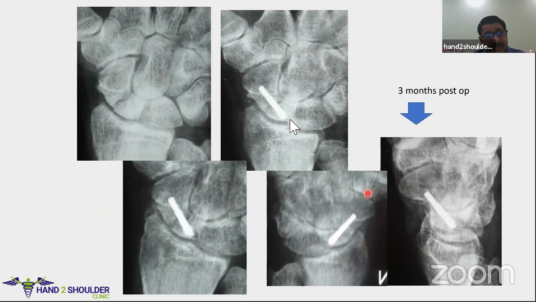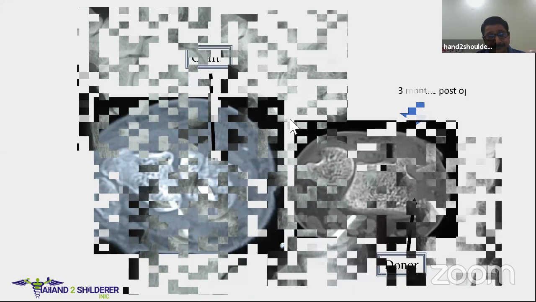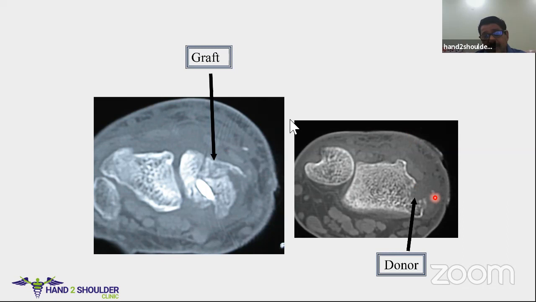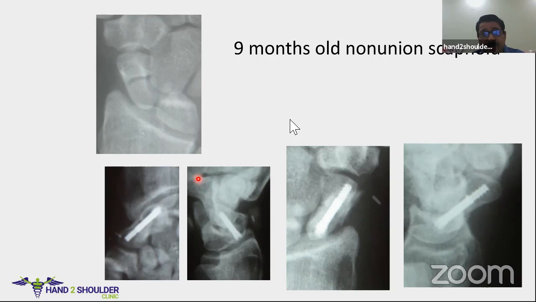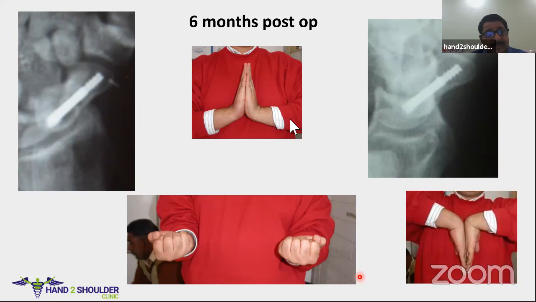And this is a case of proximal pole fracture, in which a vascularized graft was used and fixed with a screw, and at 3 months follow-up you can see good union. This is a CT scan of the same patient. This is the graft, this is the donor site and the screw. This is a transverse section, so we don't see the whole fracture at one time. Another case, a 9-month-old non-union scaphoid, in which a vascularized graft was used. This was the graft. This is the donor site. And this was 6 months follow-up after the surgery, the patient having good movements after vascularized grafting for non-union.